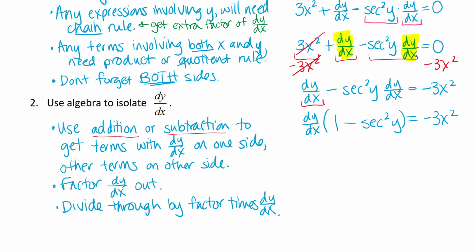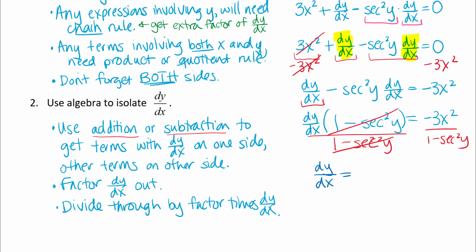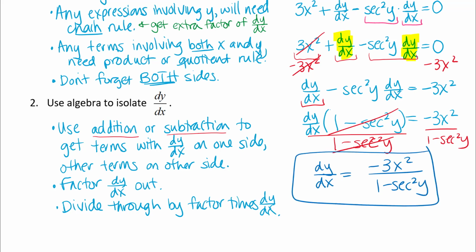Okay, and then the last main step here is just to divide through by that factor that's times the dy/dx. And that will make that go away, so that at the end here you've solved for dy/dx. Okay, so I have this answer here.